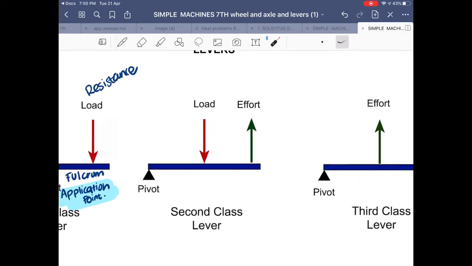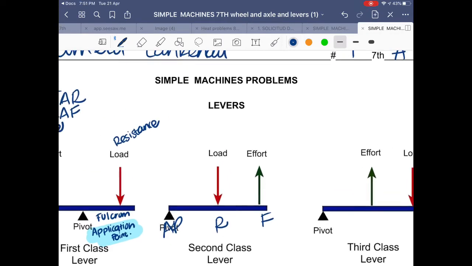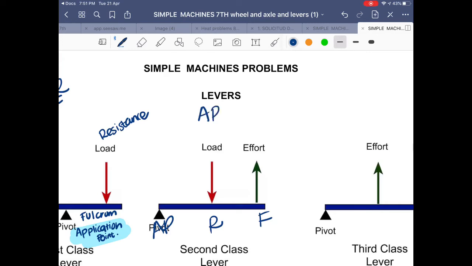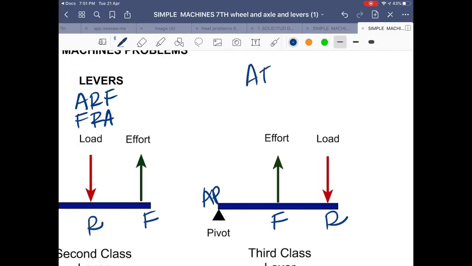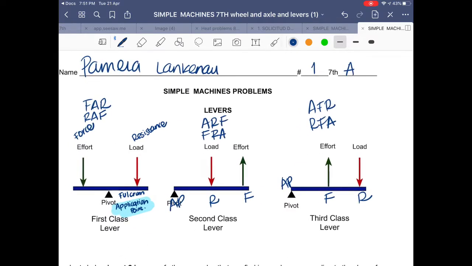Now you have the second class lever, and in the second class lever, the application point is on one side and the resistance is in the middle. The force is on the other side. So this one, you can learn it as ARF or FRA. The R is in the middle. And in the third class lever, we have the force in the middle. The resistance on one side and the application point on the other side. So this one, I call it AFR or RFA. Okay? So these are the 3 classes of levers.